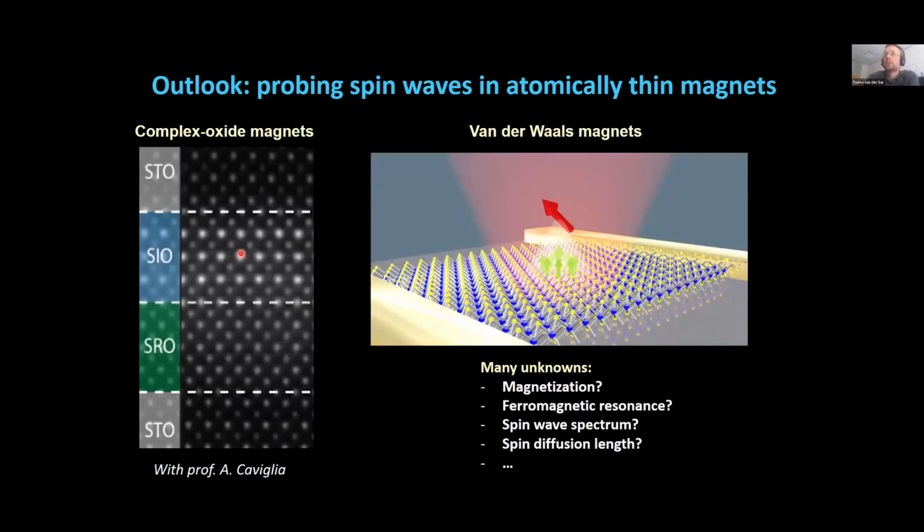Now, let me end with an outlook. So we want to go to thinner magnets. There are many unknowns in these van der Waals magnets. What is their magnetization, spin wave spectrum, etc.